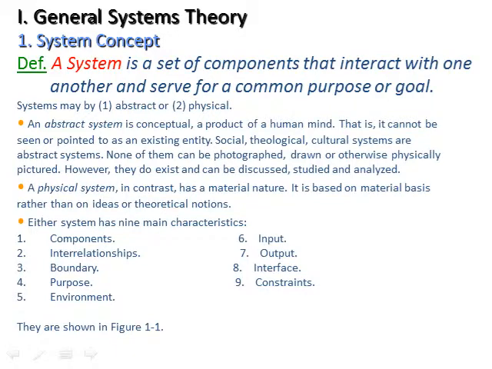We say that a system is a set of components that interact with one another and serve a common purpose or goal. We can have an abstract system, which is conceptual, things like a social system or a cultural system. We can't touch, draw or photograph those. Or we can have physical systems, such as the human body. And here again, we've listed the 9 main characteristics that we just looked at.